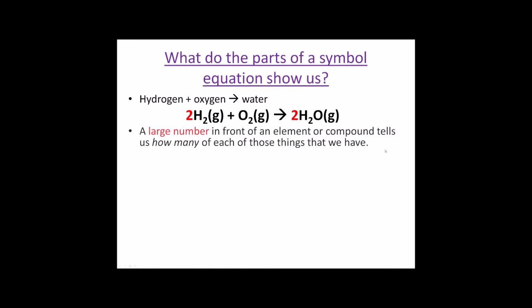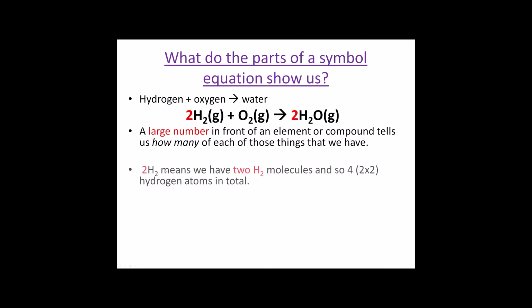Now, if we have a look at another equation, we've got here a balanced equation for the reaction between hydrogen and oxygen to make water. So you might see this written out here. And we can see we've got 2 as a big number in front of H2 here, the hydrogen, and we've got 2 as a big number in front of our water, H2O here. Now this shows us how many of each of those things we have.